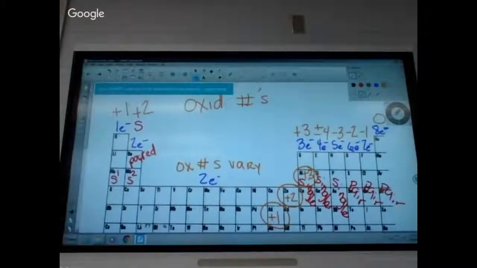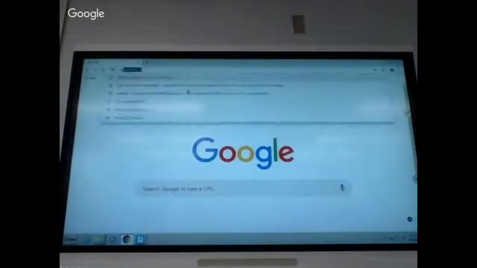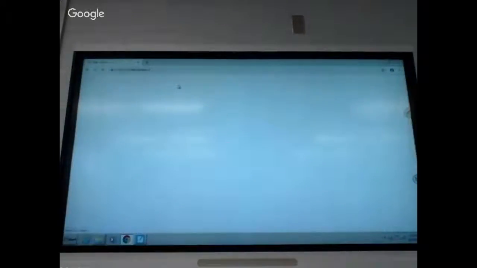Here. Let's see if we can do this. Maybe this will make y'all feel better. Oh yeah, it's multiple choice. Yeah, the test is multiple choice this time. It says directions on that.